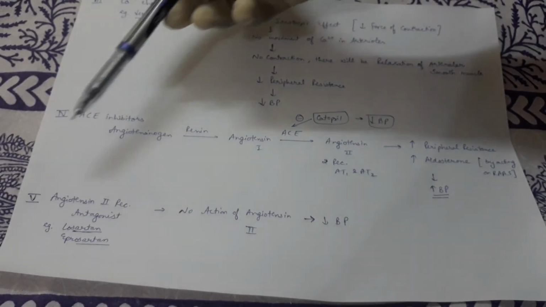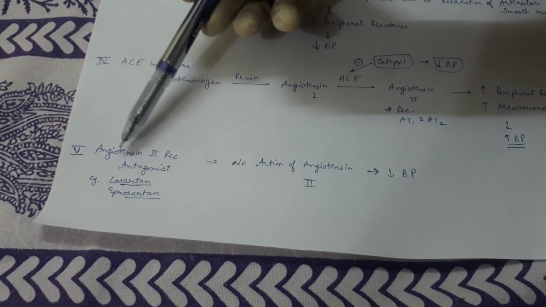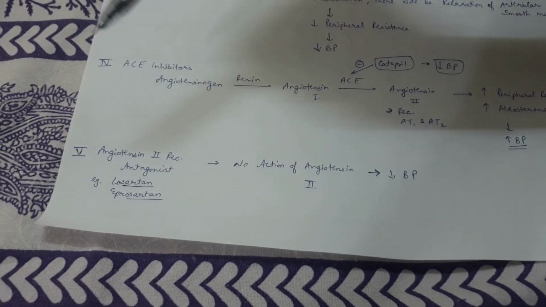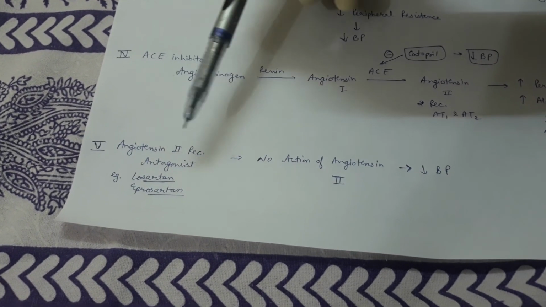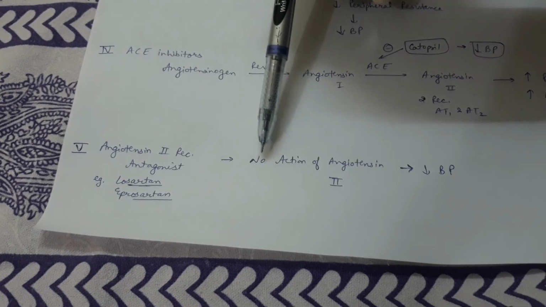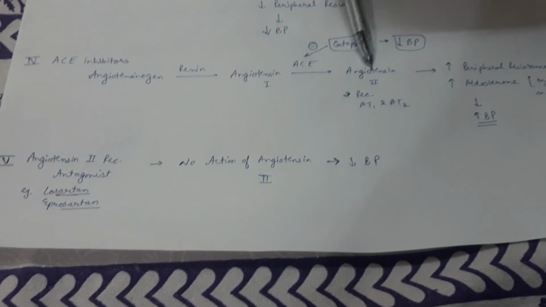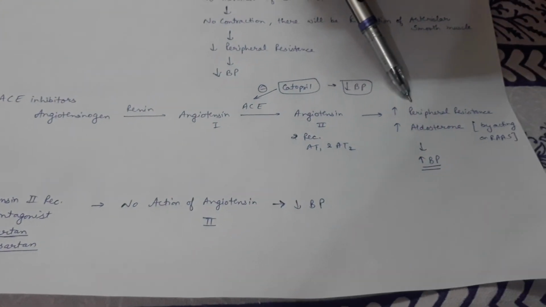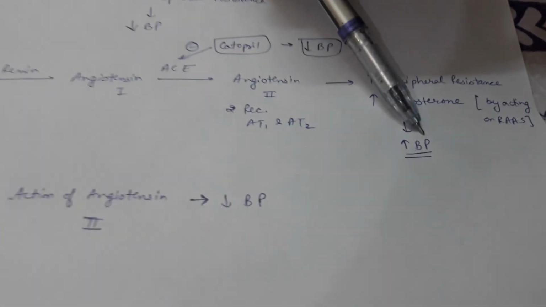Next is the angiotensin 2 receptor antagonist. It is the fifth class of antihypertensive drugs. Examples are losartan and eprosartan. These act on the angiotensin 2 receptor, so there will be no action of angiotensin 2. We know that angiotensin 2 increases the peripheral resistance, increases aldosterone, and ultimately increases the blood pressure. So by inhibiting angiotensin 2, the blood pressure decreases.